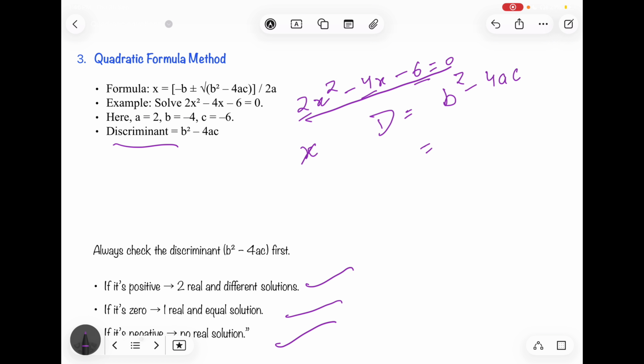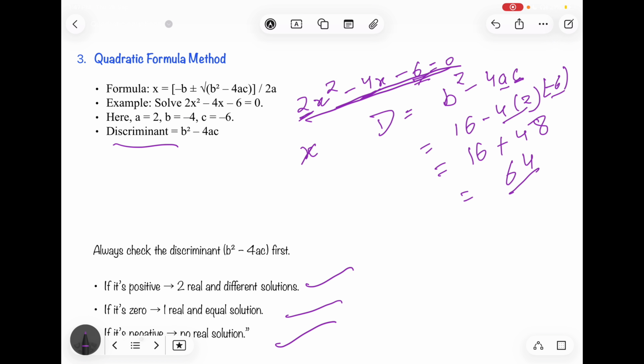As I have already told you, b was the coefficient of x, that will become minus 4 square, that is 16, minus 4, a was the coefficient of x square, which is again 2, and c was the constant term, which is minus 6. Now solving this number, 4 into 2 into 6 is 48, and 16 plus 48 is 64. Now as the discriminant is positive, this given equation will have two real and different roots.